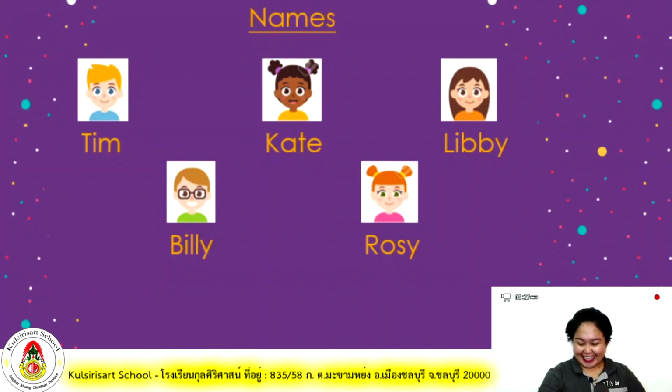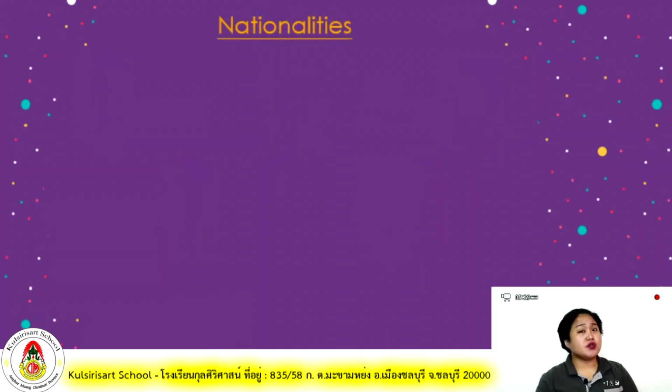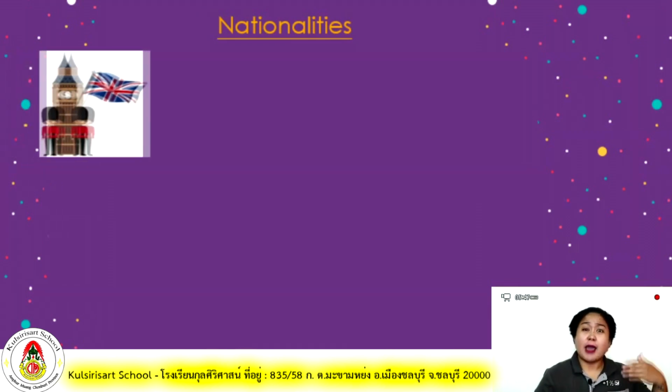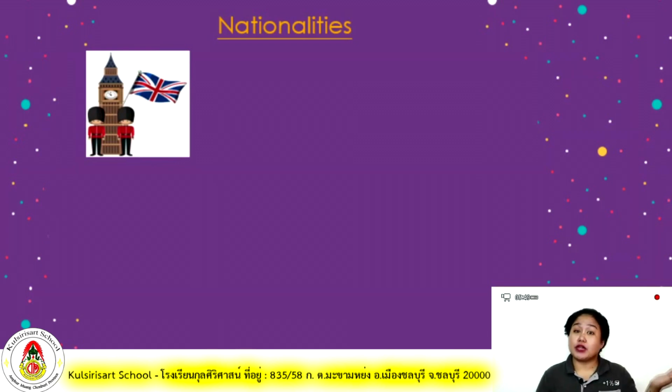Very good. Okay. Next, we also use capital letters when we talk about nationalities. What is nationalities? Do you have any idea what is nationality? It's the people who live in a certain country. For example, people who live in UK or United Kingdom, we call them British. Can you say British? Louder.